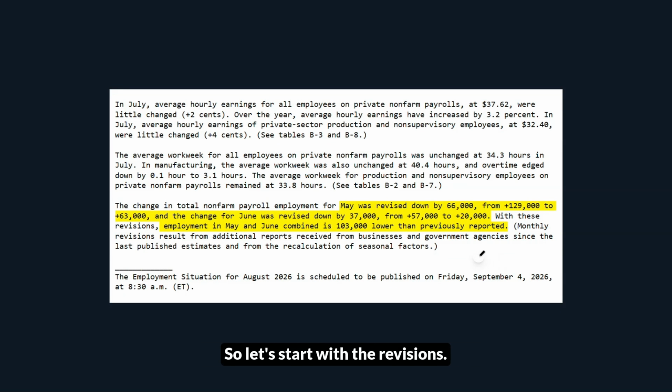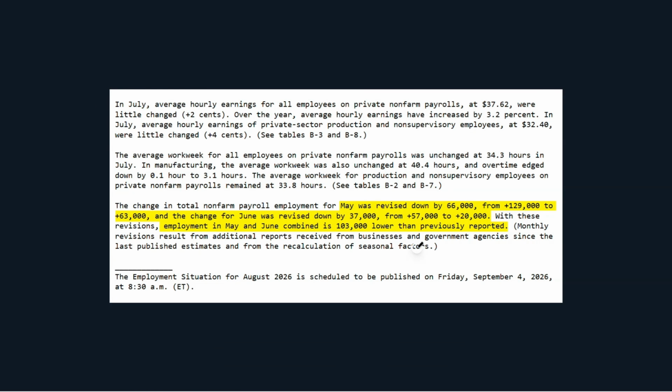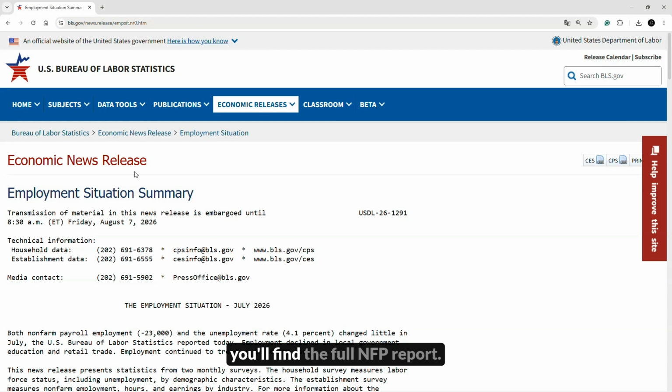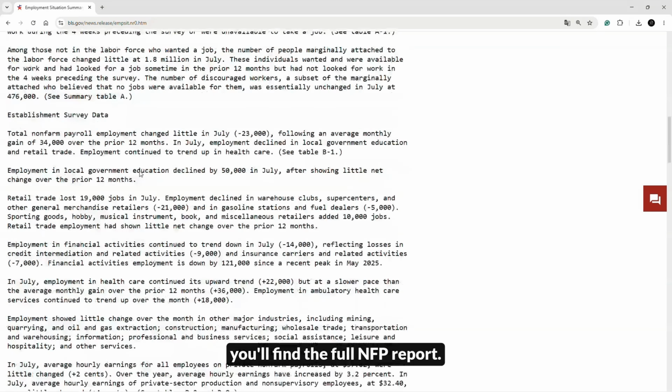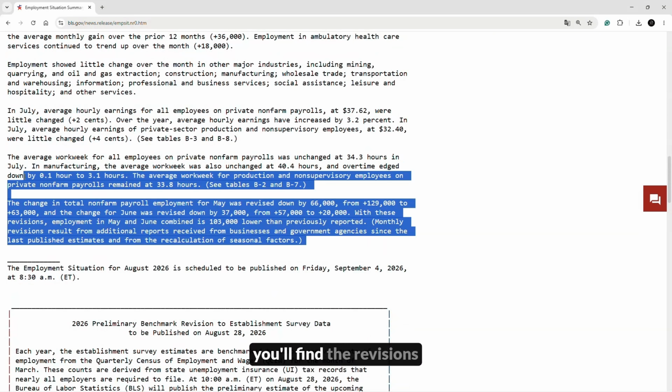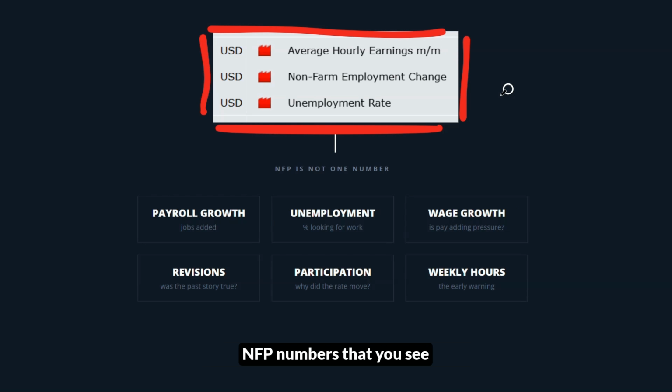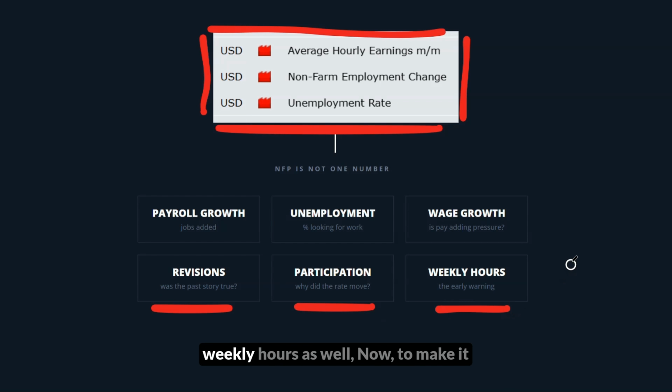So let's start with the revisions. If we go, for instance, to the BLS website where the NFP gets published, you can go directly to the official bls.gov website and you'll find the full NFP report, and at the very bottom you'll find the revisions. So what I'm trying to make you understand here is that the headline NFP numbers that you see on Forex Factory are often not enough, okay? You've got to look at the revisions, the participation rate, and the weekly hours as well.